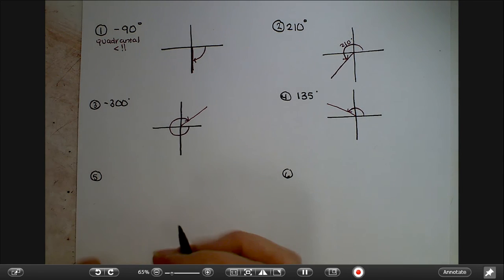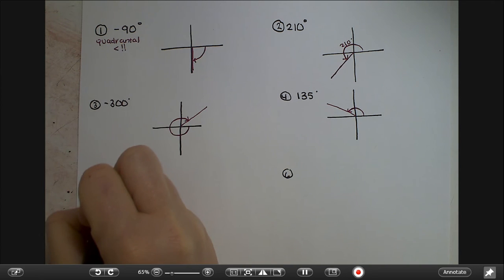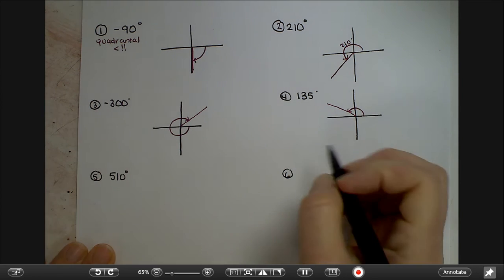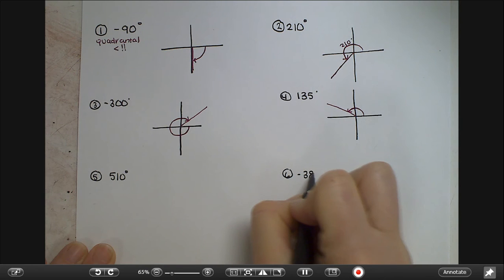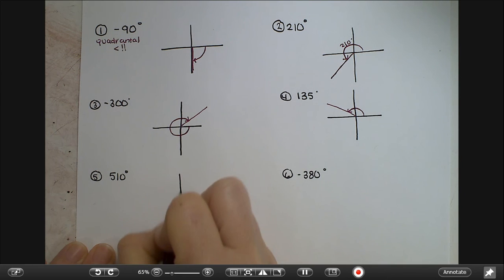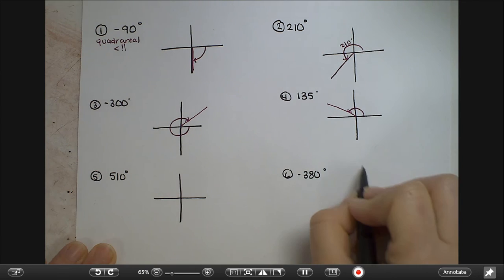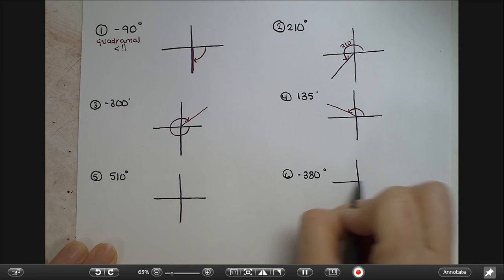All right, I'm going to put 2 more for you to try. 510 and negative 380. So pause, see what you think. You might want to do it in pencil and then come back and check.